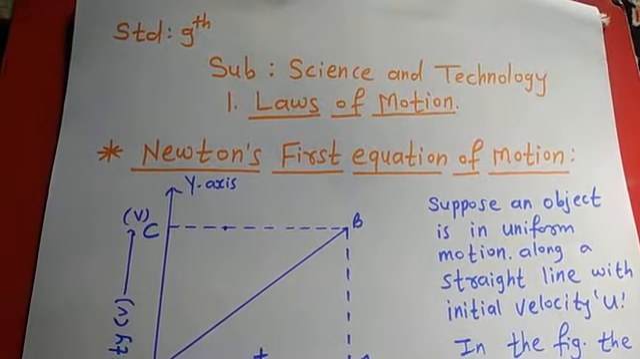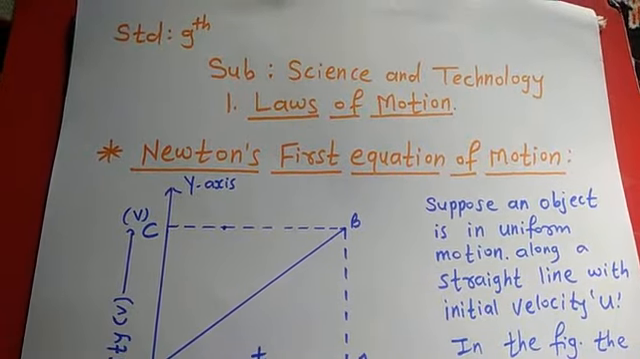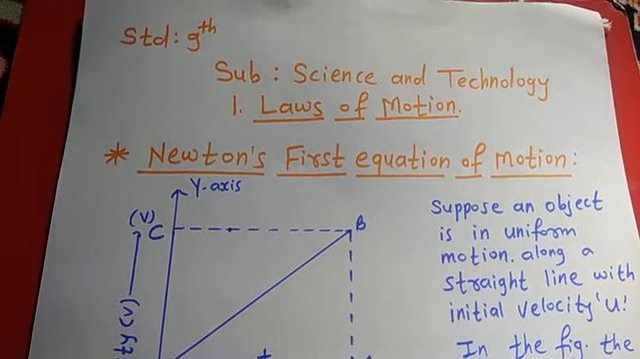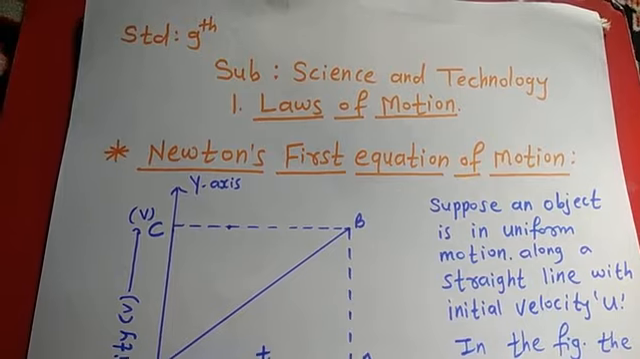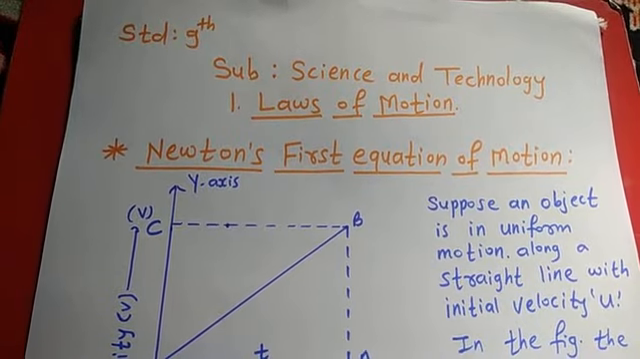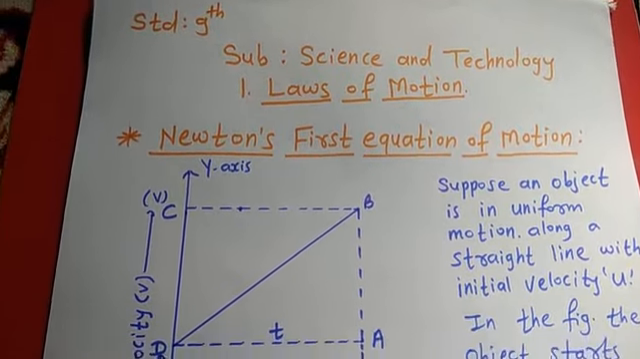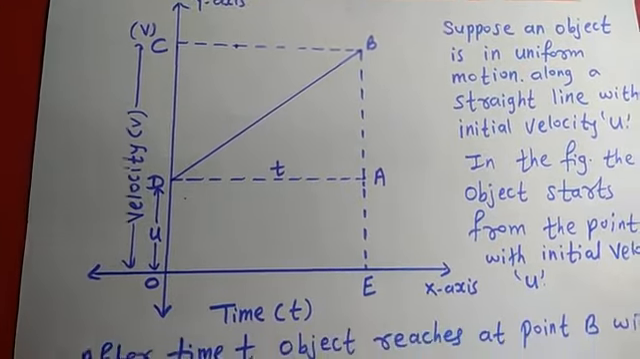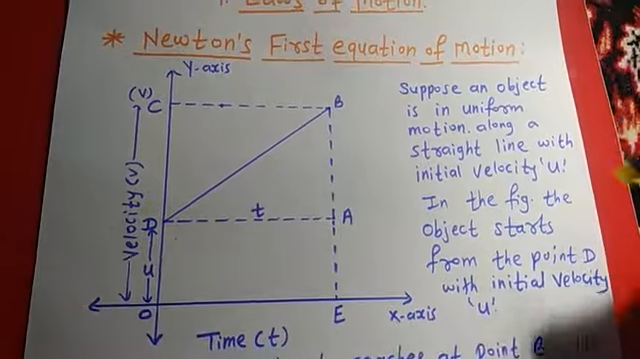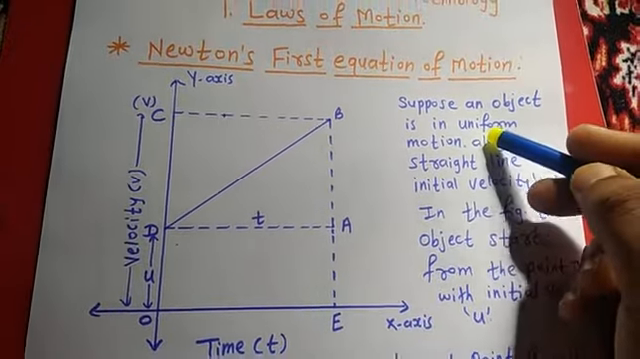Students, now we are going to start Newton's equations of motion. Newton derived three equations of motion. Now we will derive Newton's first equation of motion by using graphical method. Observe this graph. A velocity time graph is drawn for an object in uniform motion.